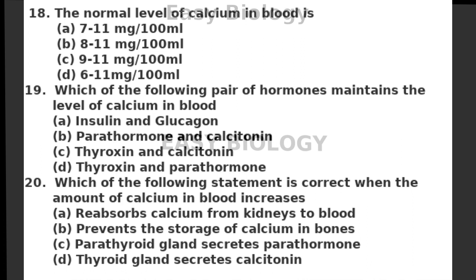Question number 20. Which of the following statement is correct when the amount of calcium in blood increases? A. Reabsorbs calcium from kidneys to blood. B. Prevents the storage of calcium in bones. C. Parathyroid gland secretes parathyroid. D. Thyroid gland secretes calcitonin. The answer is thyroid gland secretes calcitonin.